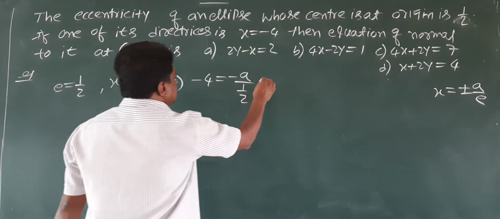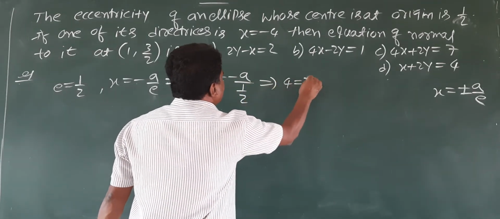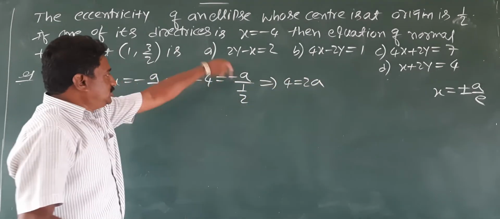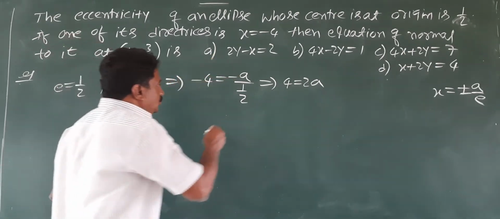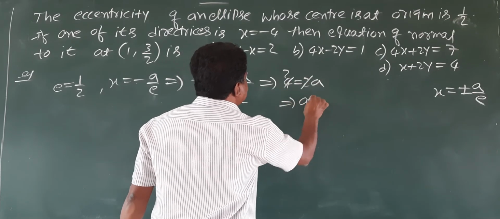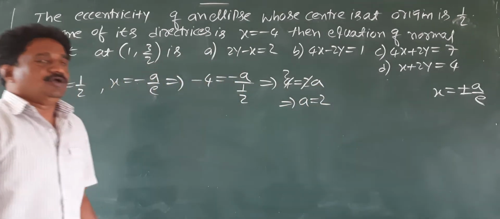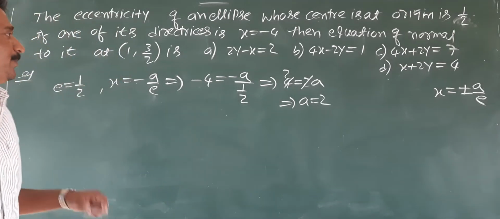Reverse it. So that implies minus plus 4 equals 2a. Reciprocal, minus plus, reverse it. So 2 2s are 4. This implies a is equal to 2. We found a value. Now let's find out b value.